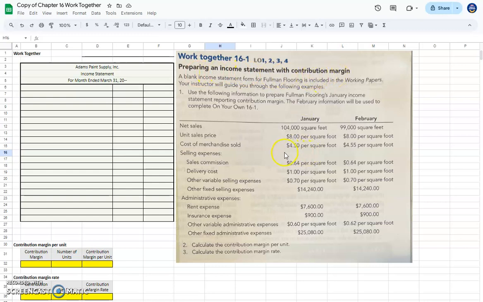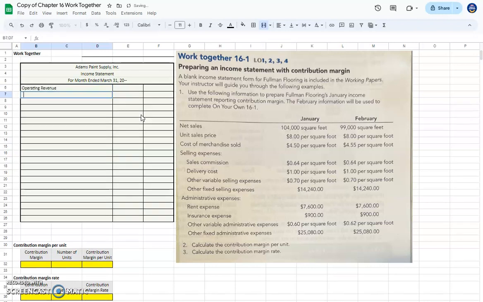Remember, usually an income statement is going to have expenses split between things like our selling expenses and our administrative expenses. But this time we're going to split them up into variable and fixed. And the reason for that is so that we can show this contribution margin, okay? So let's get started. The first thing is going to be operating revenue.